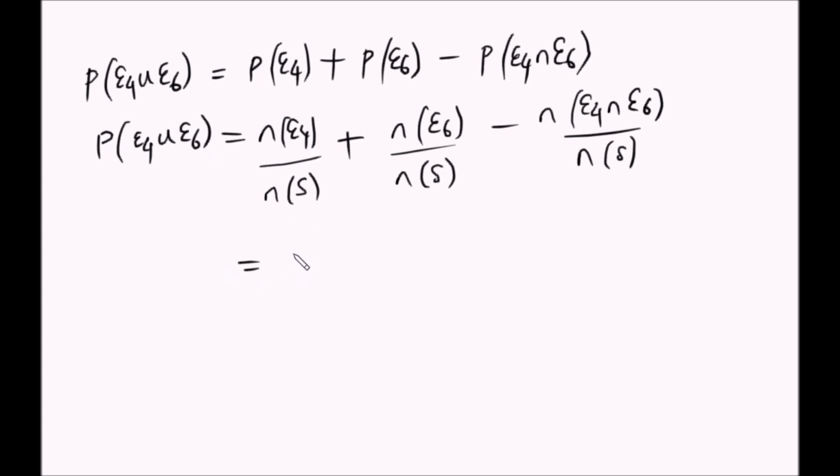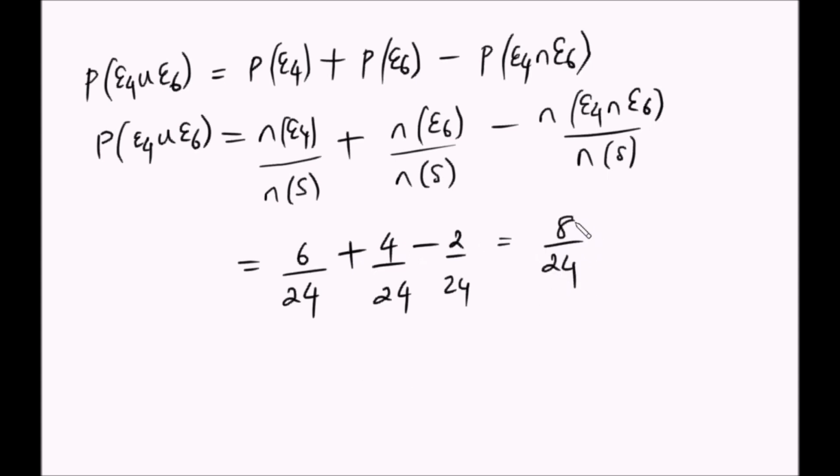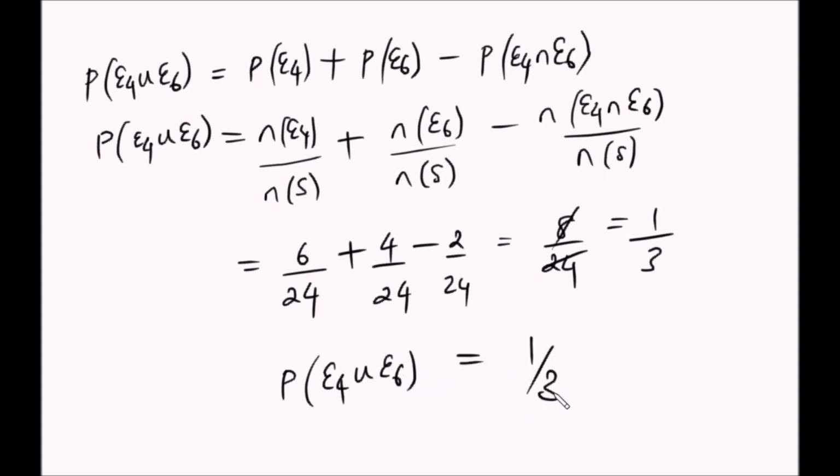So hii tulisema ni ngapi? Ni 6 over 24. So jumlisha hii tulisema ni 4 over 24 minus 2 over 24. So hii sasa tuna 6 plus 4 ni 10 minus 2 ni 8 over 24. So by 8 tunapata 1, by 8 tunapata 3. So probability that the student picked at random has a roll number that is either a multiple of 4 or a multiple of 6 ni nini? 1 over 3. This is example 2. This is the answer. Let's now see example 3.